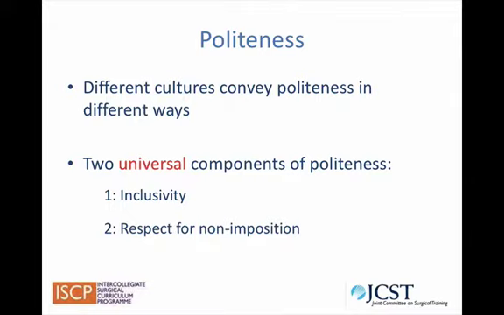These 2 seemingly opposite and contradictory considerations should be attended to in all interactions. They can be embedded either in our verbal language or in our body language. They are the 2 universal components of politeness evident in every culture.